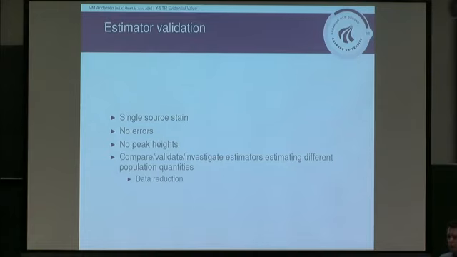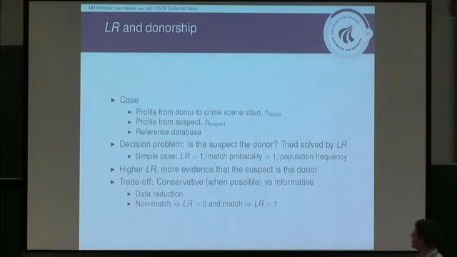But what's difficult about comparing these estimators is that they actually estimate different population quantities, because some use data reduction. Some only look at haplotypes as a name or a color. So the quantity they are estimating is something different than the population frequency. So that's an important part.